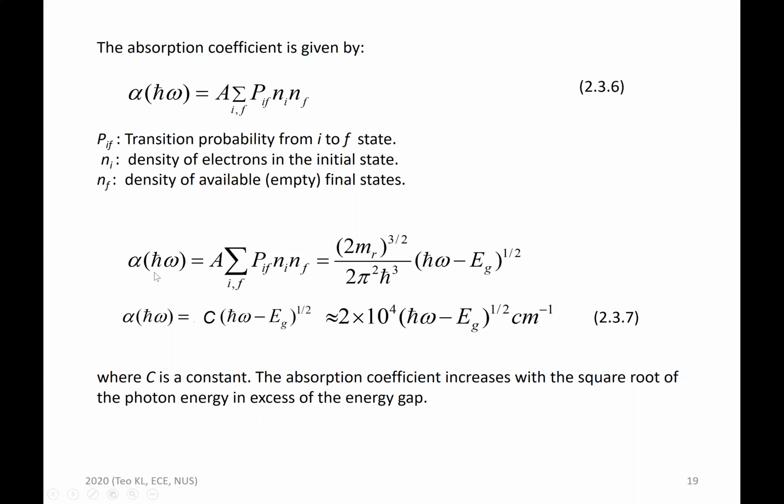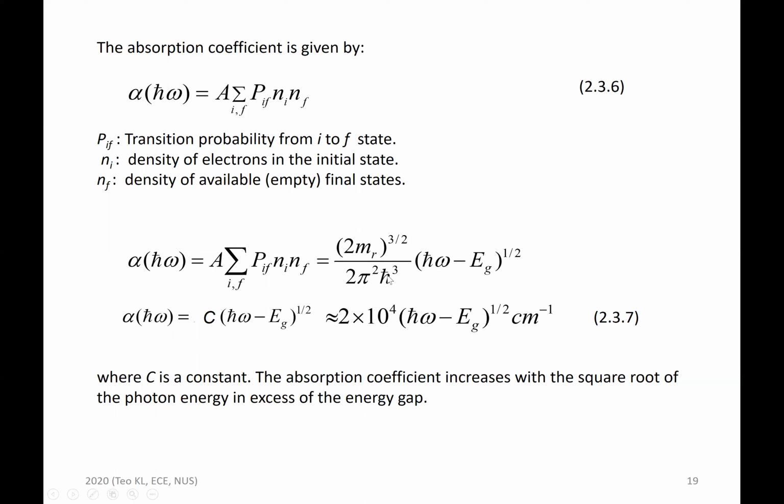So the absorption coefficient: if you take an integral and substitute the expressions for initial density, final density, and transition probability, which involves a bit of quantum mechanics, you will get this term. The absorption coefficient is a function of photon energy. Eg is the band gap. Now, Mr is the reduced mass: 1 over Mr equals 1 over Me star plus 1 over Mh star, where Me is the electron effective mass and Mh is the hole effective mass. That is the reduced mass.